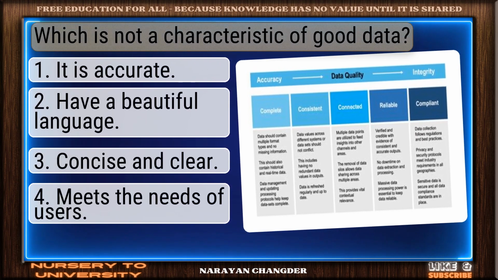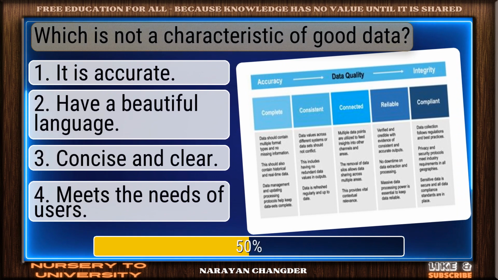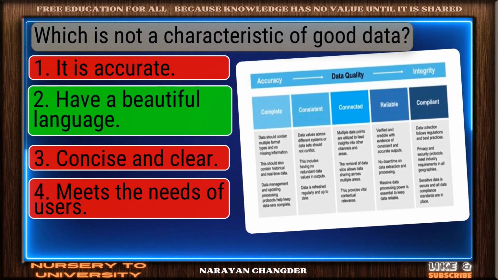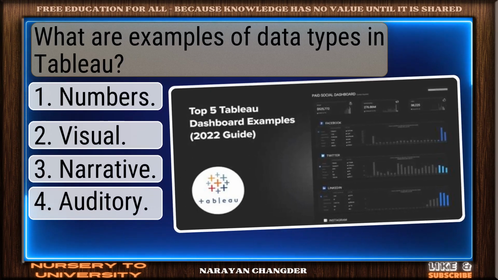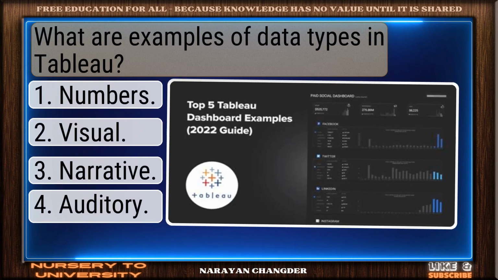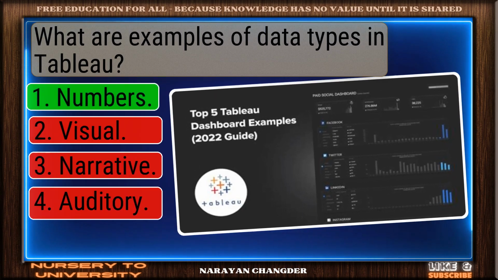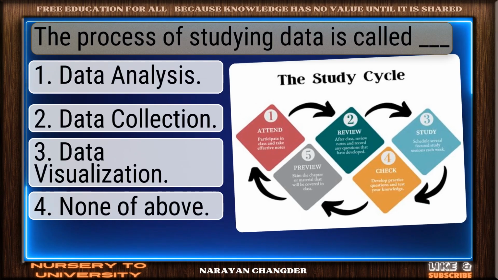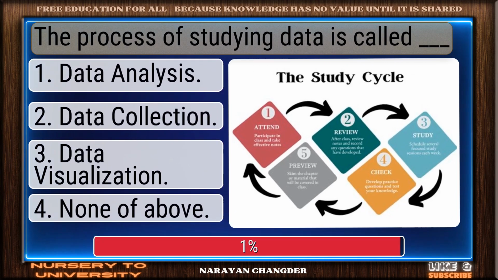Question number 37. Which is not a characteristic of good data? Solid response. Have a beautiful language is a valid choice. Question number 38. What are examples of data types in Tableau? Right again. Numbers is a valid answer. Question number 39. The process of studying data is called Dash.